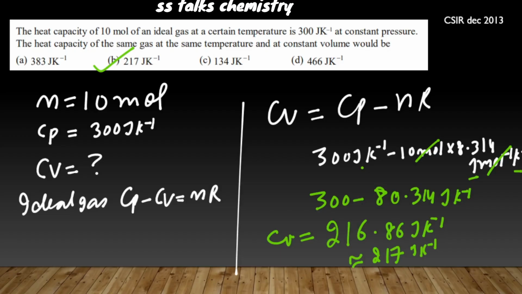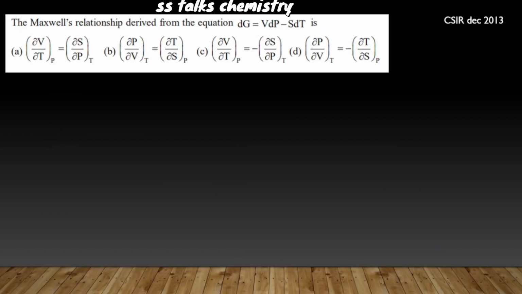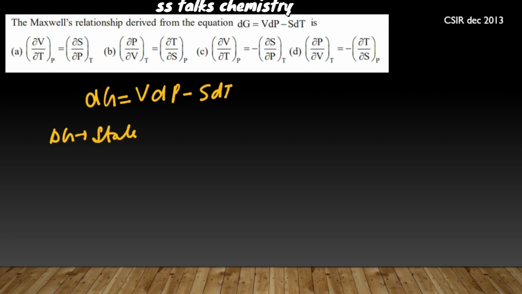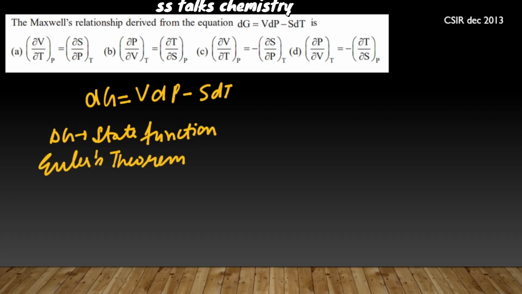Okay. Next, this one now. The Maxwell relation derived from this equation, which is dG equals V dP minus S dT. In this dG, we know G is a state function. It is my state function. So this follows Euler's theorem. Euler's theorem is followed in this. What is Euler's theorem? Let us first learn about this.